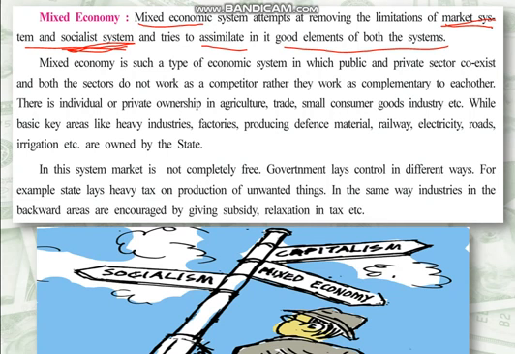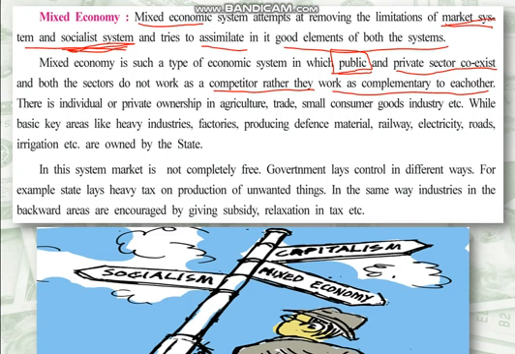Mixed economy is such a type of economic system in which public and private sectors coexist. See here, the public. Now, whenever we use this word public, it means government. You have to remember: whenever we use the word public, it means government. So, in a mixed economy system, public and private sectors coexist. Coexist means they are working together side by side, and both the sectors do not work as competitors. They are not competitors to either, but rather are complementary to either. They work together in support of each other, and due to that the whole mixed economy is working.